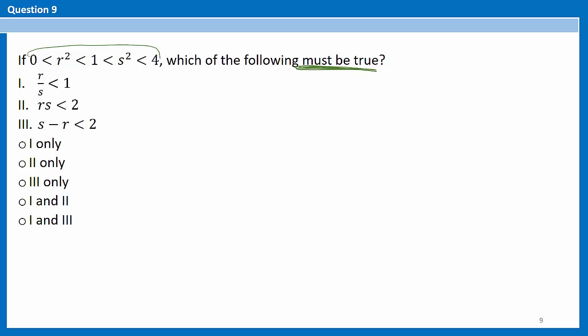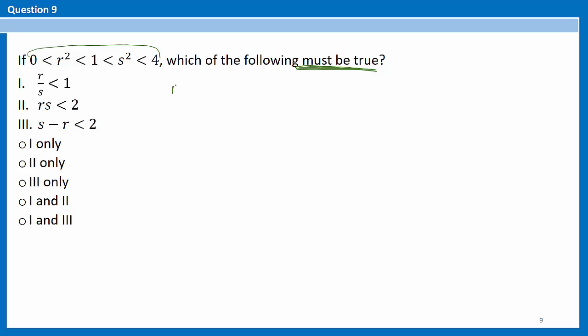Which of the following must definitely be true? Always. Okay, we can discard some options using values that answer no. That is usually the way to go. Okay, so statement 1 says that r over s is less than 1. Is this really true always?